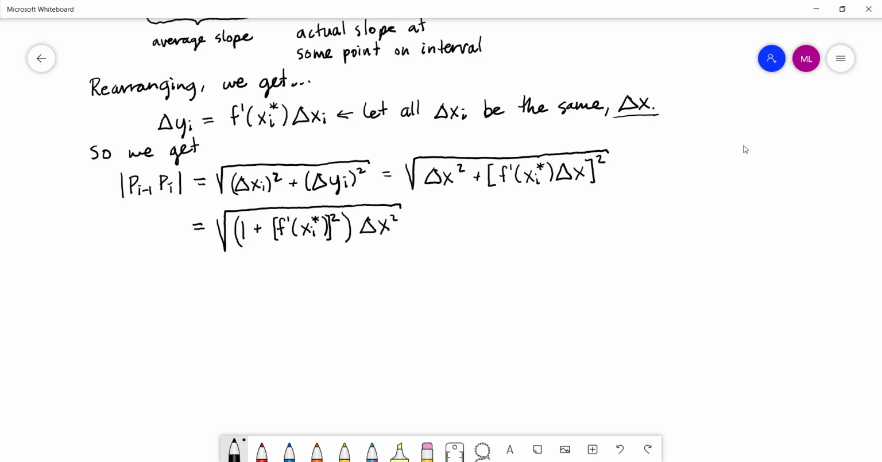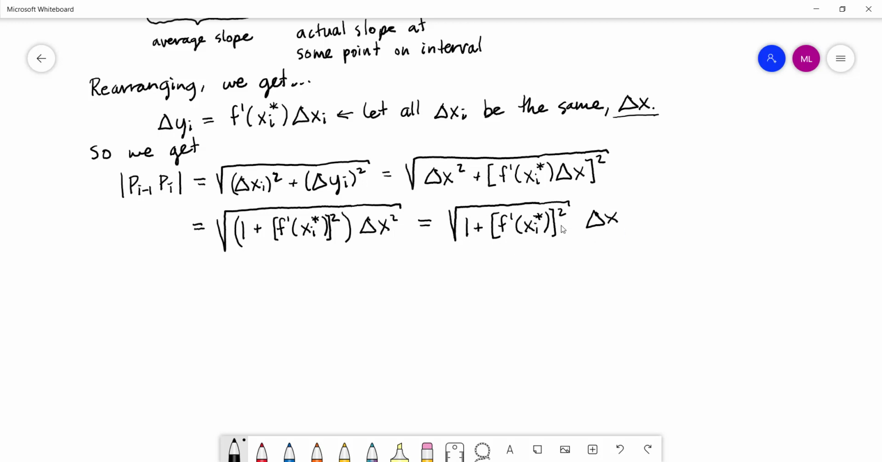Okay. And lastly, to clean this up, this piece here that's being squared and then square rooted, I can treat separately, pull that outside the square root, and wind up with just the square root of 1 plus f prime of xi star squared, times that delta x that's left over after we've both squared it and square rooted.